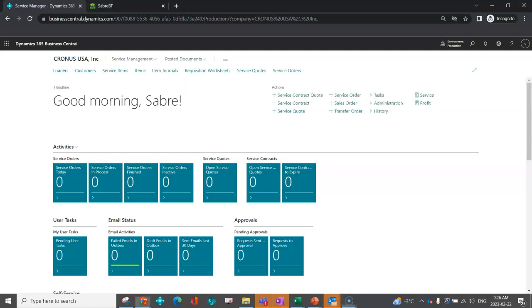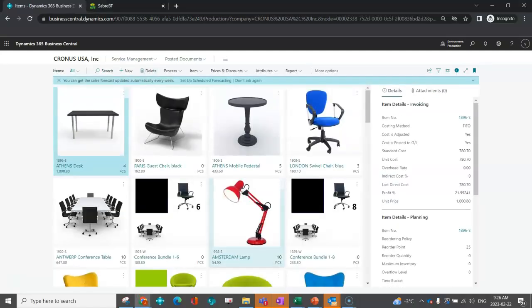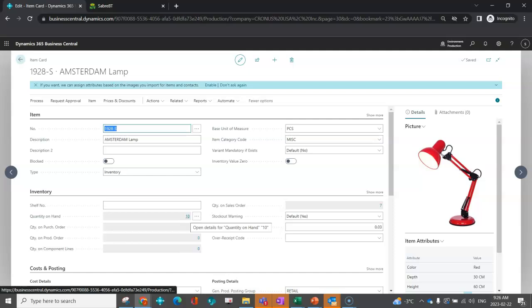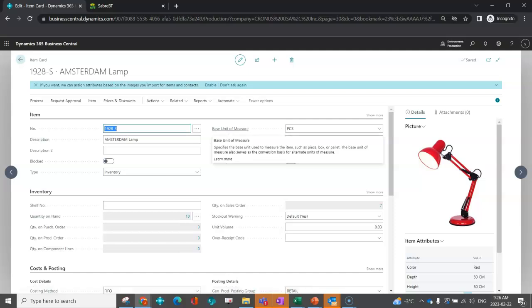So I'm going to go into my items. So I can see here that I've got this Amsterdam lamp, and I can see that I've got 10 pieces on hand. So I'm going to go ahead and drill into it. So as I mentioned here, I can see my quantity on hand. I can see that I have 10. I can see that my base unit of measure here is pieces.